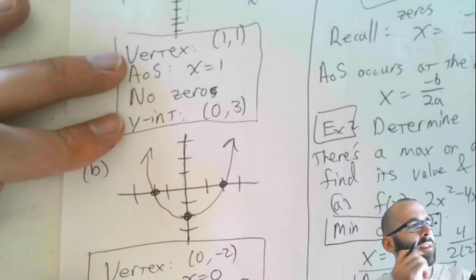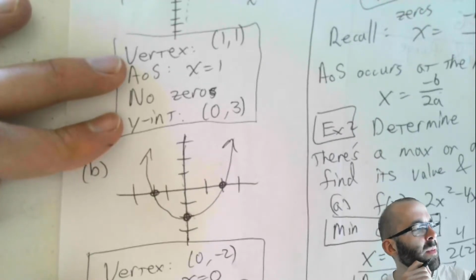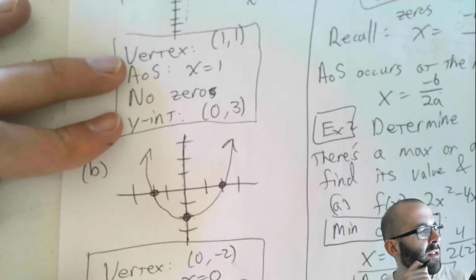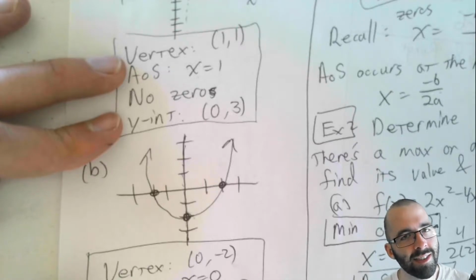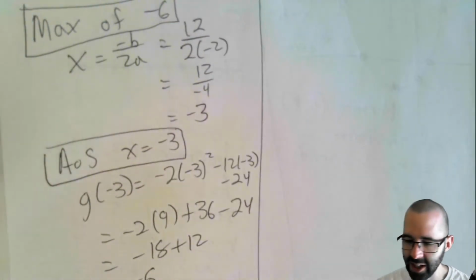Is it a coincidence that the maximum and the minimum, whichever one exists, is at the vertex? Of course not. Not a coincidence at all. So that's what we're going to be talking about in this video.